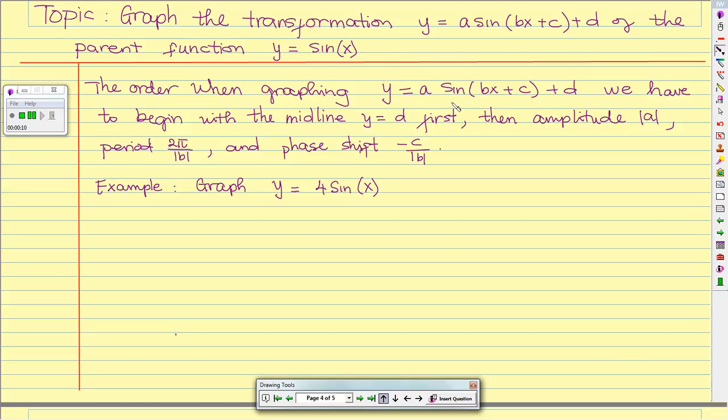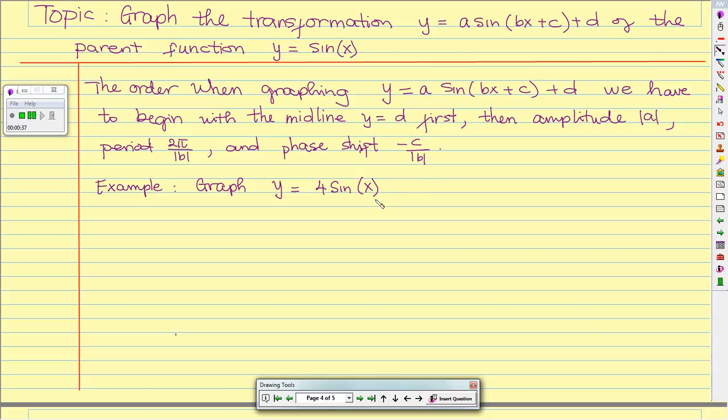In order to graph the transformation y equals a sine of bx plus c plus d, we have to begin with the midline first, which is y equals d, then the amplitude, which is the absolute value of a, and then the period, which is 2 pi divided by the absolute value of b, and lastly the phase shift, which is negative c divided by the absolute value of b.